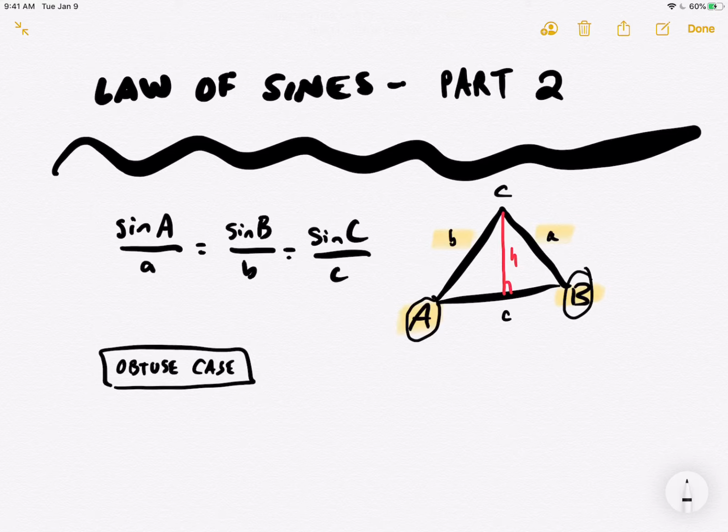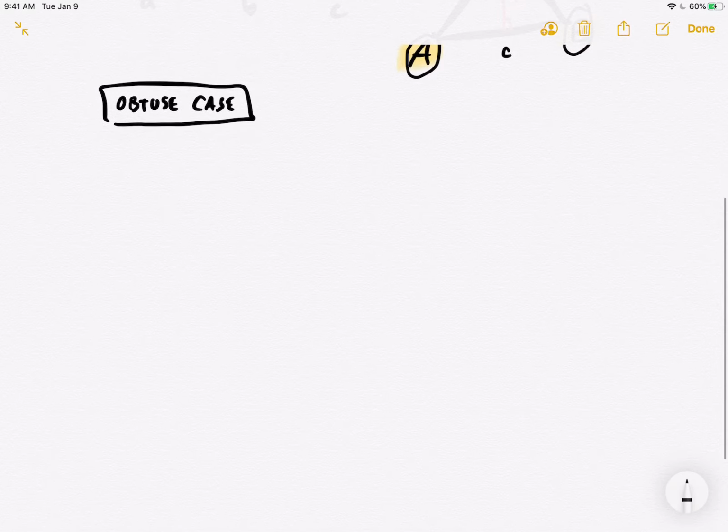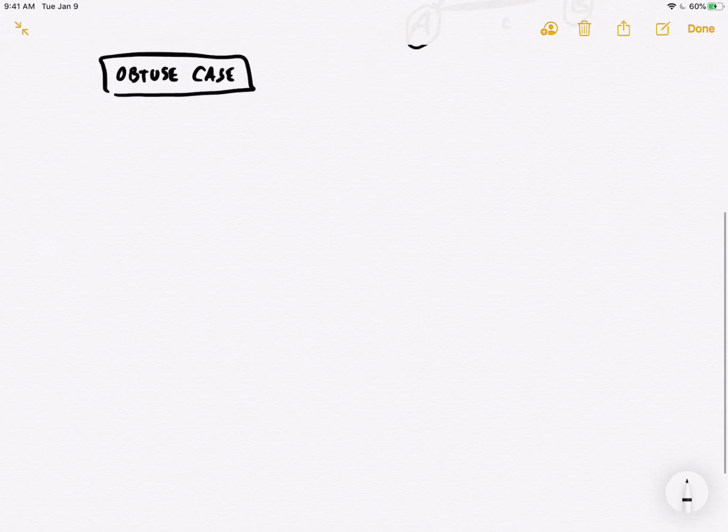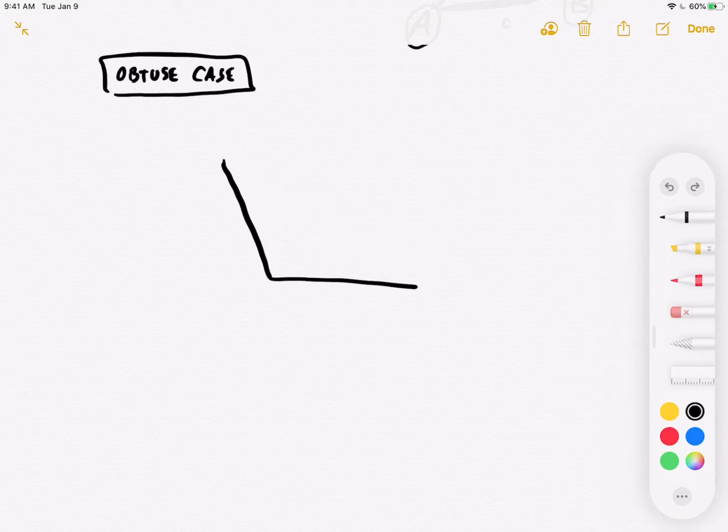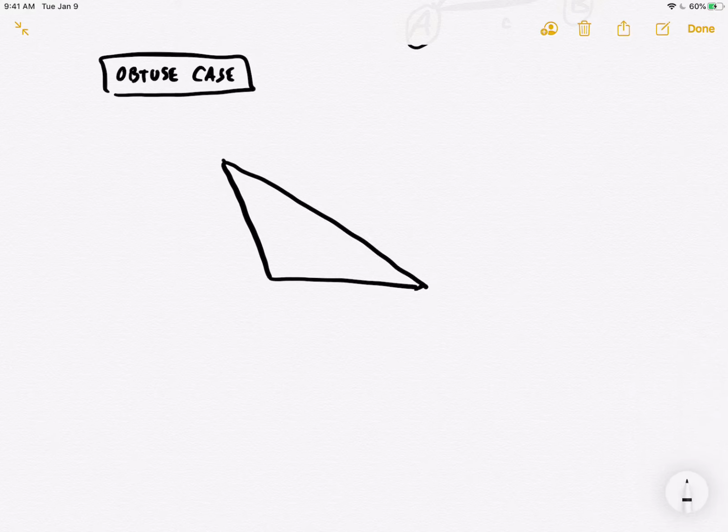So the obtuse case of the law of sines starts with an oblique triangle, but it'll look maybe like this instead, where you'll have somewhere on the base an obtuse angle. So I'll just call A my obtuse angle, and I'll call this triangle ABC. And I'll label the sides little a, little b, and little c right here.